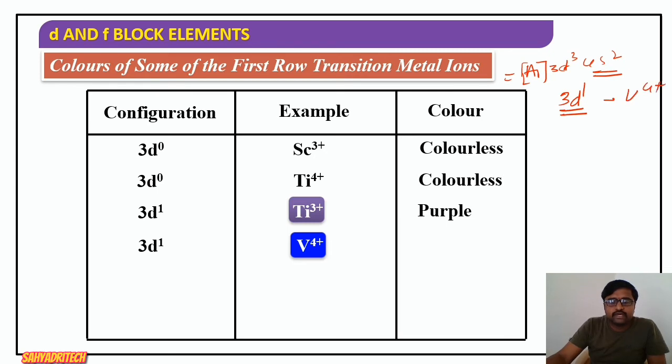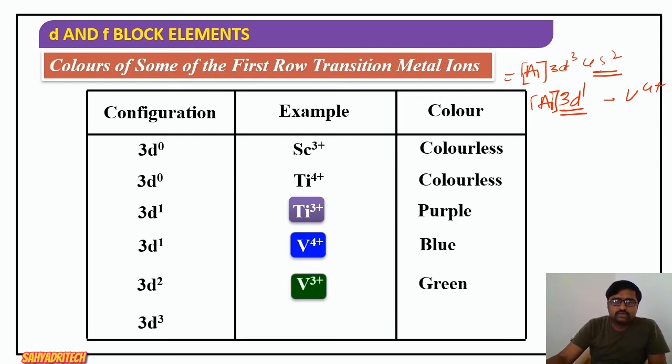Vanadium 4+ has a d1 configuration. So what is the color exhibited? It is going to exhibit a blue color. Similarly, if I consider d2 configuration, vanadium 3+, it is green in color. Then d3, vanadium 2+ is going to exhibit a violet color.